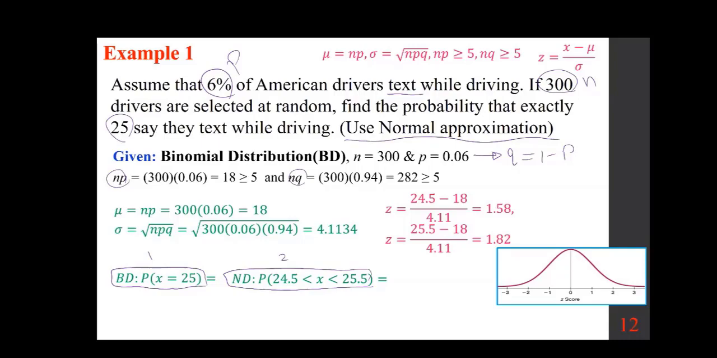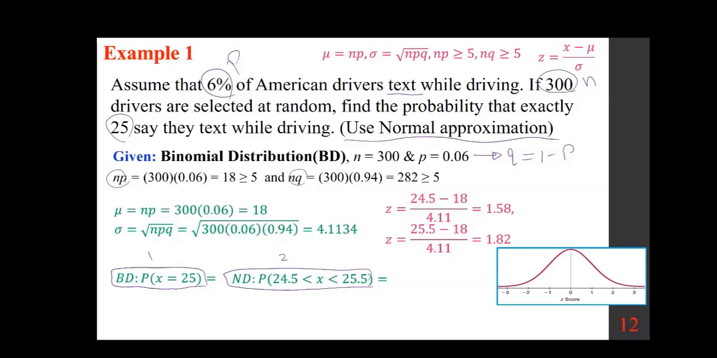Normally, I like to use more decimals. Remember, when you go to your z table, they have a limitation. They go with 2 decimals. For 25.5, the same way, z is calculated: x minus mu over sigma, resulting in 1.82.